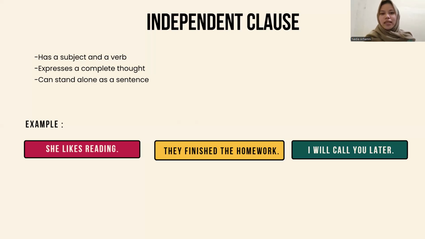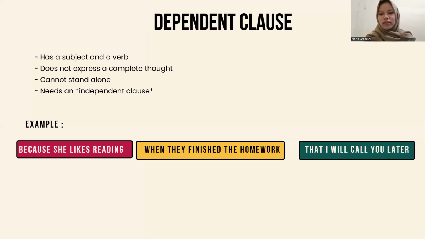Okay, next. Dependent clause. A dependent clause also has a subject and verb, but the idea is not complete. It cannot stand alone. For example, because she likes reading, the sentence is not complete, right? The sentence cannot stand alone. So a dependent clause cannot stand alone because the idea is not complete.